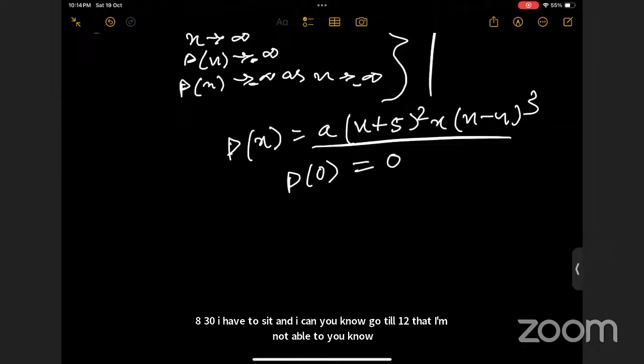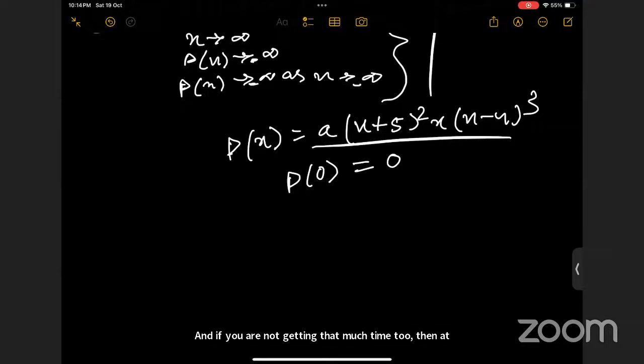I completely understand your point. But if you are not able to attend all the live sessions, there are recordings too, so you can go through the recordings also. And if you are not getting that much time, then at least join the revision sessions or the open sessions. That's what I have to apply for a leave and sit at home for.